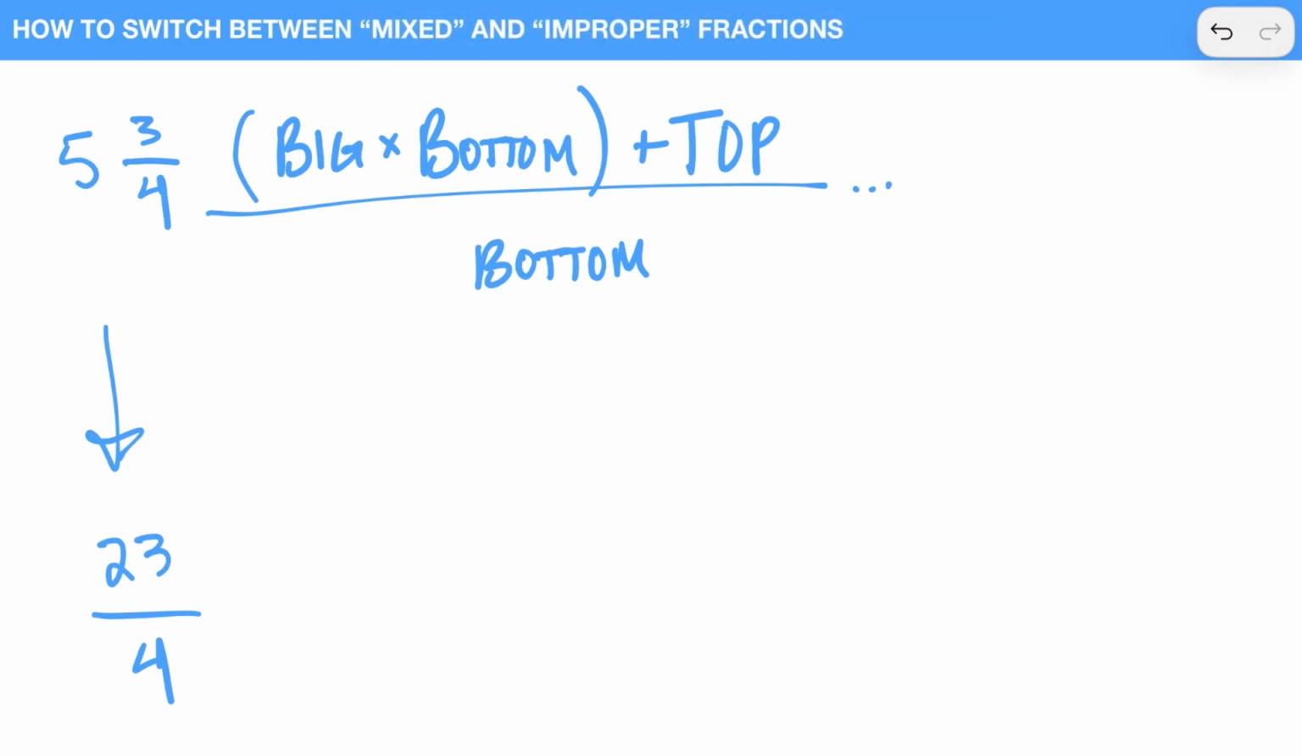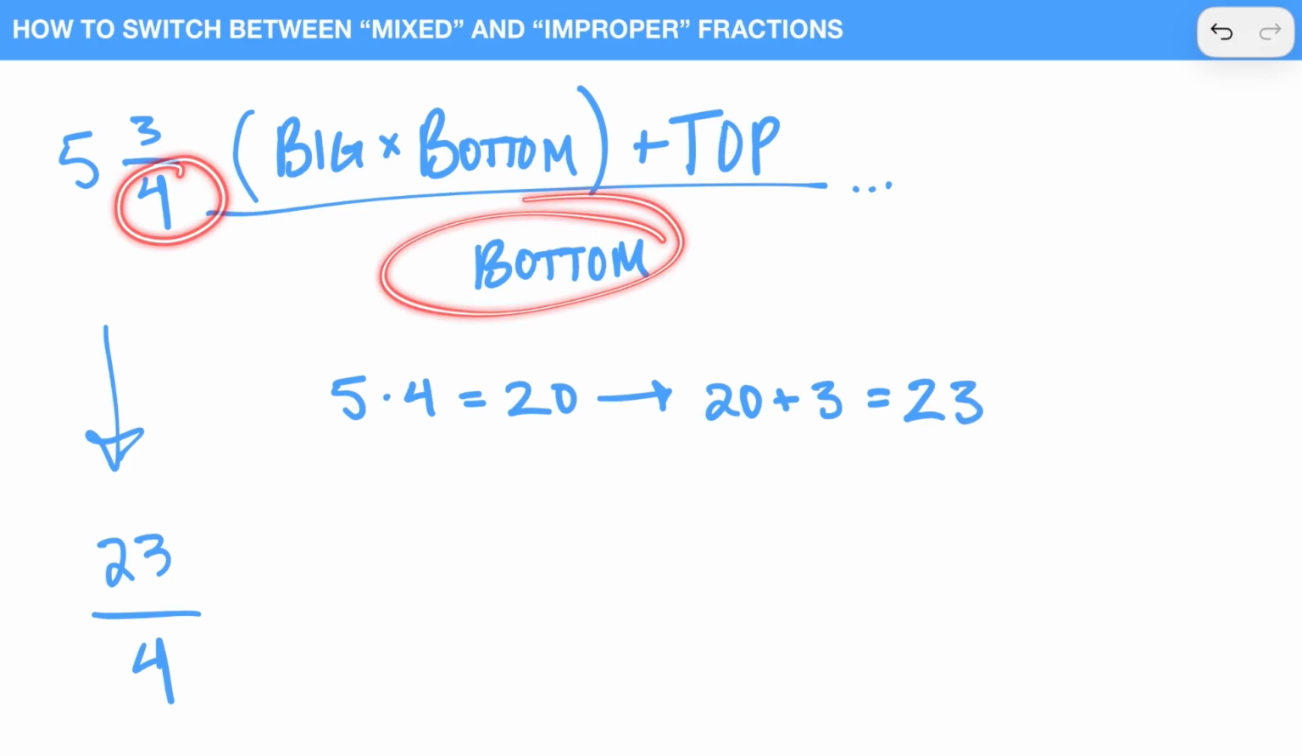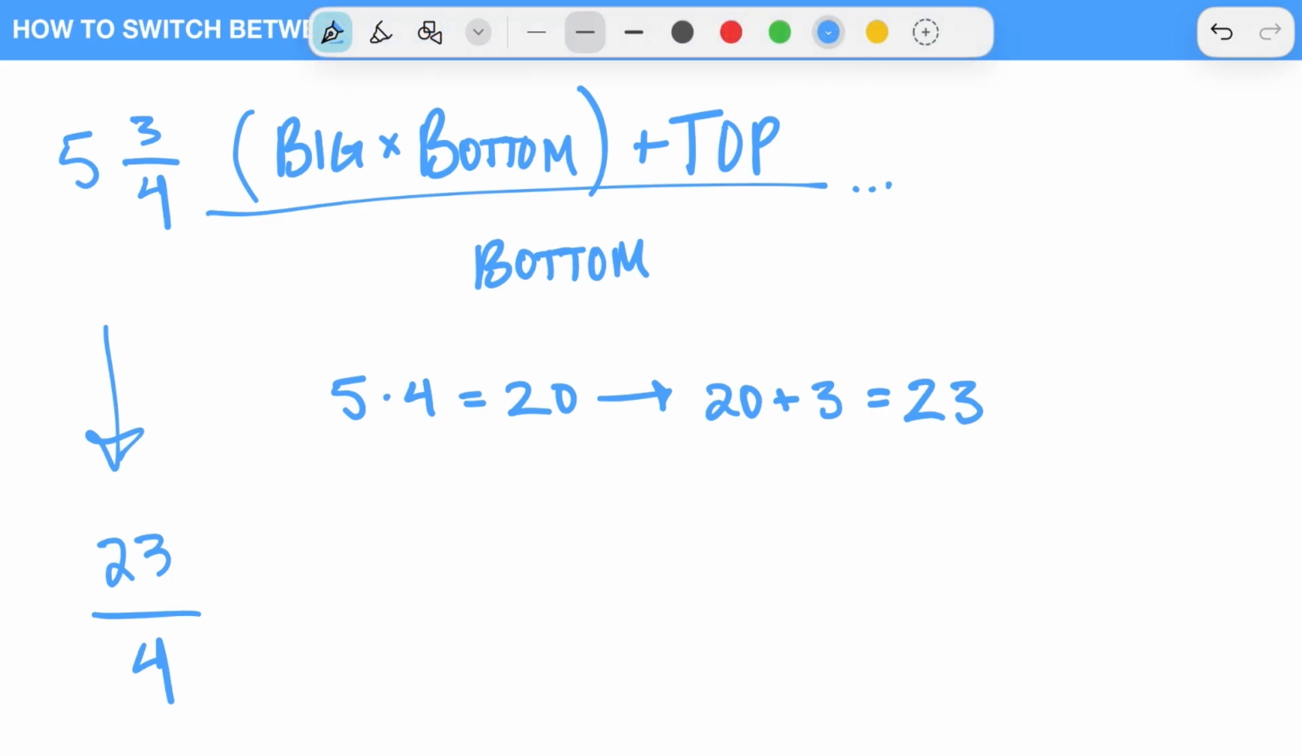If I do the big times the bottom, that's 5 times 4, and that's equal to 20. Now if I add the top, and I do 20 plus 3, well, that's 23. And remember, this is all over the bottom, that first part of our fraction. So I'm going to take this, and it's going to be 23 over 4. And lo and behold, we're back to our answer.